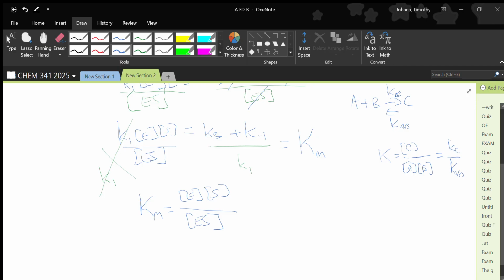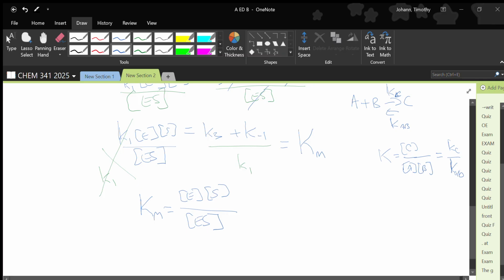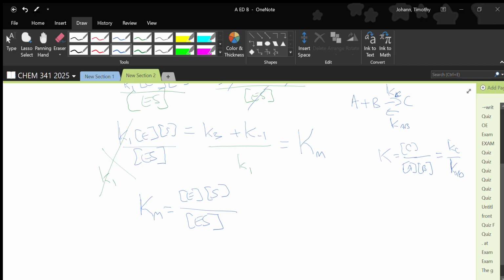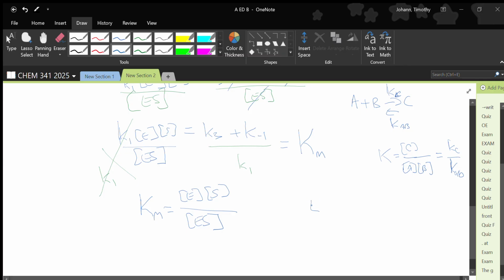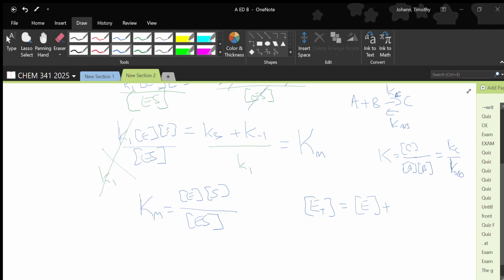I still have things that are hard to measure here. Free enzyme is hard to measure, right? And enzyme substrate is hard to measure. We're going to get rid of all of our enzymes in the end. But something that is not as hard to measure is enzyme total, right? I know how much enzyme I dumped in, maybe, if I measured it. And the concentration of enzyme total is going to be equal to the free enzyme plus what? It's either free or it's not free, in which case it's bound in the complex.